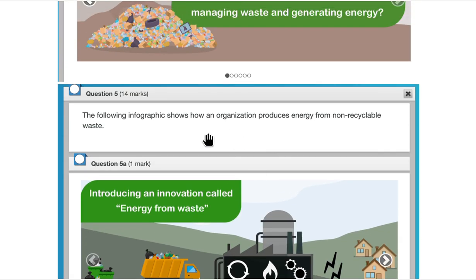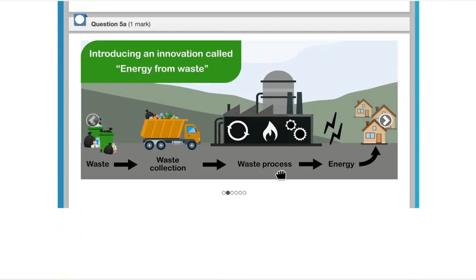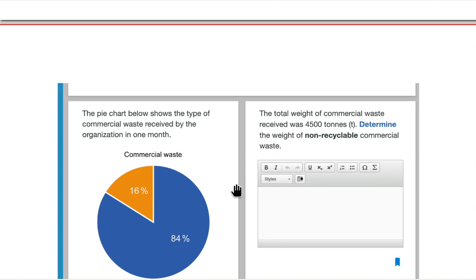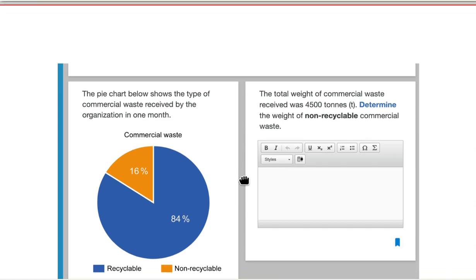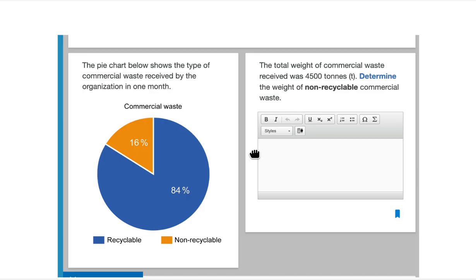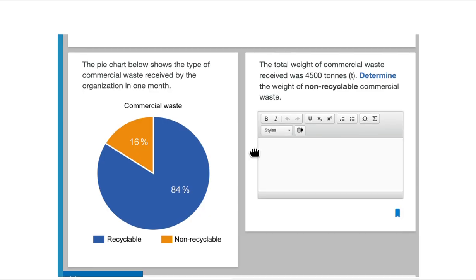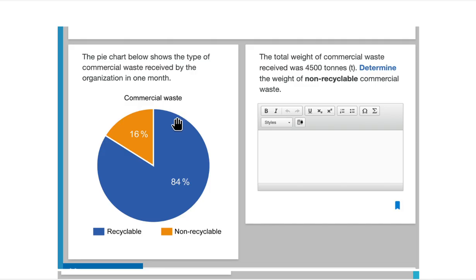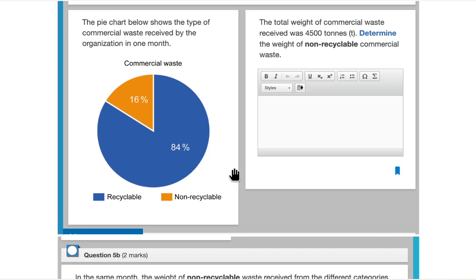The following infographic shows how an organization produces energy from non-recyclable waste. The pie chart shows the type of commercial waste received by the organization in 1 month. The total weight of the commercial waste was 45,000 tons. Determine the weight of non-recyclable commercial waste.